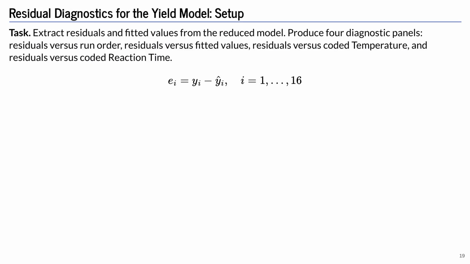Let me set up the residual calculations. We take the fitted values from the reduced model, the model with temperature, reaction time, and their interaction, and subtract them from the observed yields. That gives us 16 residuals, 1 per run. We then plot those residuals against four things: run order, fitted values, coded temperature, and coded reaction time. Four panels, each asking a different diagnostic question.